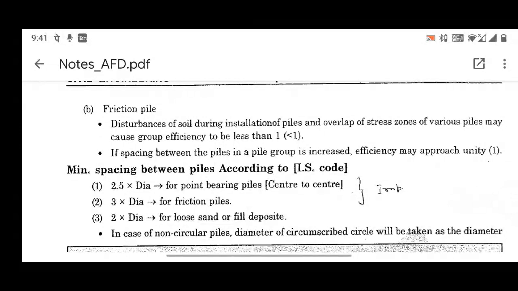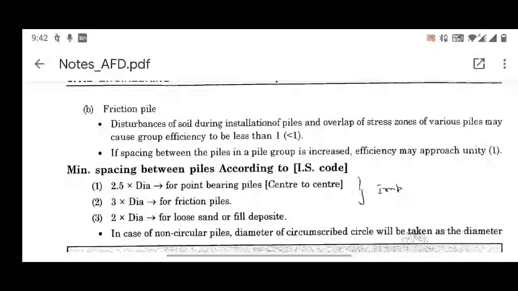Now, if the spacing between the piles in a pile group is increased, efficiency may approach unity. So if you increase the spacing of piles in a group, then your efficiency may reach unity.